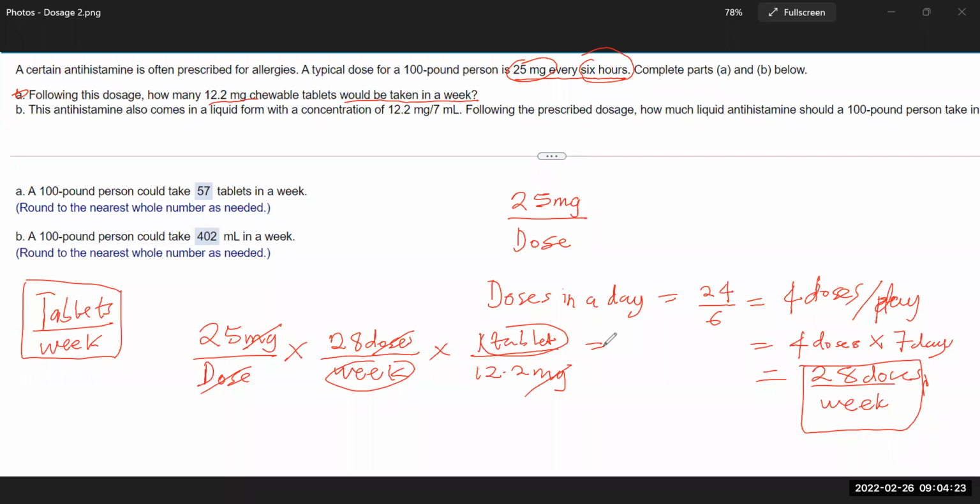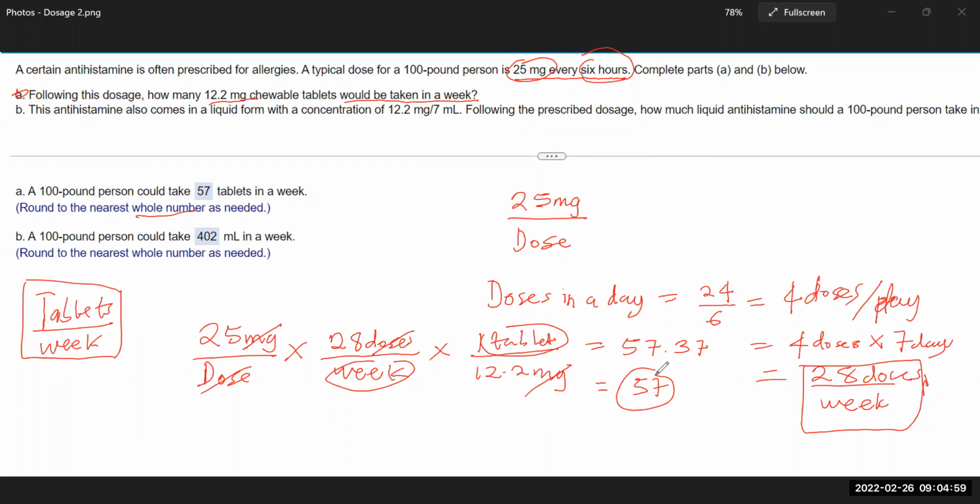So when you do this, your answer is going to be 25 times 28, okay, that gives you 700, and then you divide by 12.2, and that gives you 57.37, okay? But the question here says that you should round to the nearest whole number, and the nearest whole number here will be what? 57. So your answer will be 57, okay? So we have answered the first part of the question.